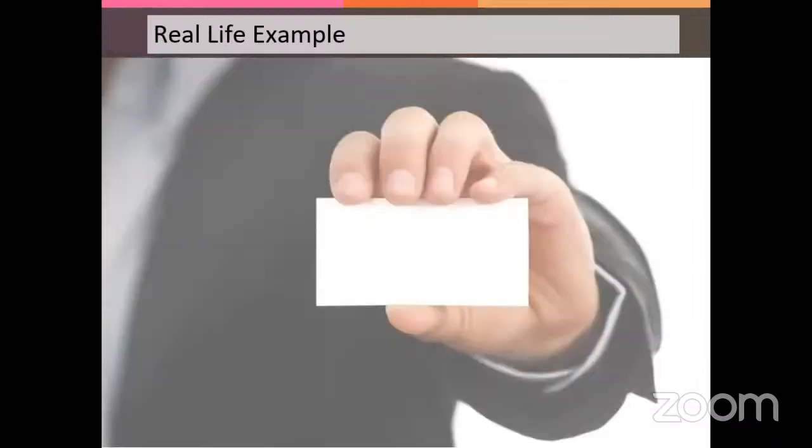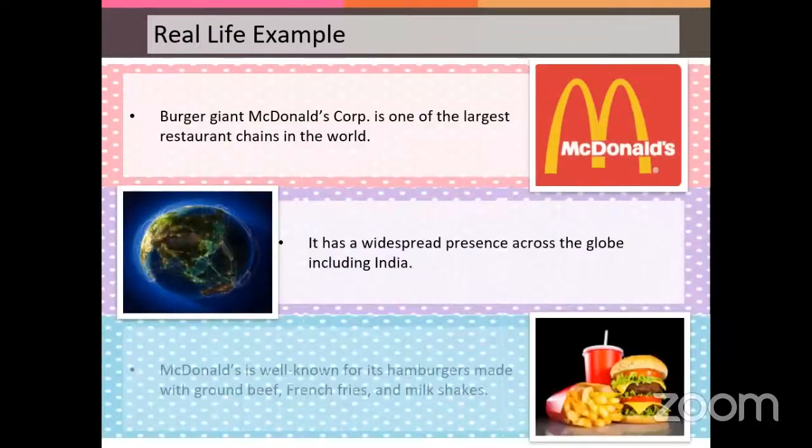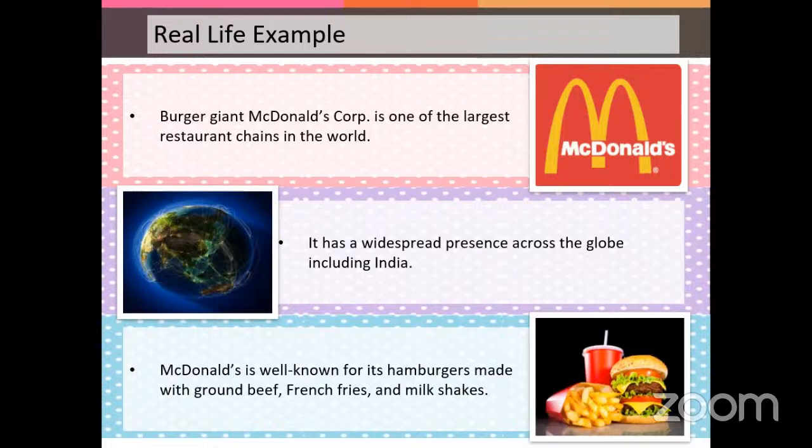Now, let's quickly look at this real life example. We'll be using McDonald's as a case study. Burger giant McDonald's Corporation is one of the largest restaurant chains in the world. It has a widespread presence across the globe, including India. McDonald's is well known for its hamburgers made with ground beef, French fries, and milkshakes.